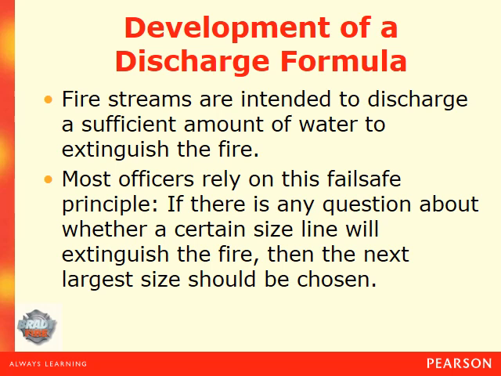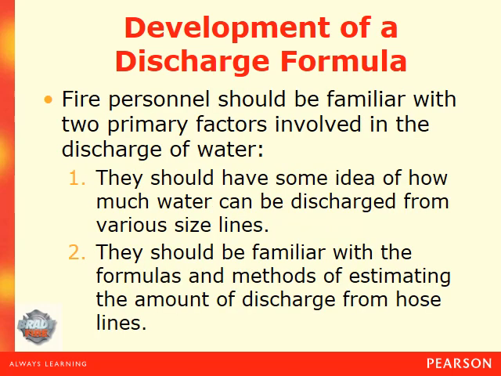Discharge formula. Fire streams are intended to discharge a sufficient amount of water to extinguish the fire. Most officers rely on the fail-safe principle. If there is any question about whether a certain size line will extinguish the fire, then the next largest line should be chosen. The fire personnel should be familiar with the 2 primary factors involved in the discharging of water. They should have some idea of how much water can be discharged from various size lines. They should also be familiar with the formulas and methods of estimating the amount of discharge from a hose line.